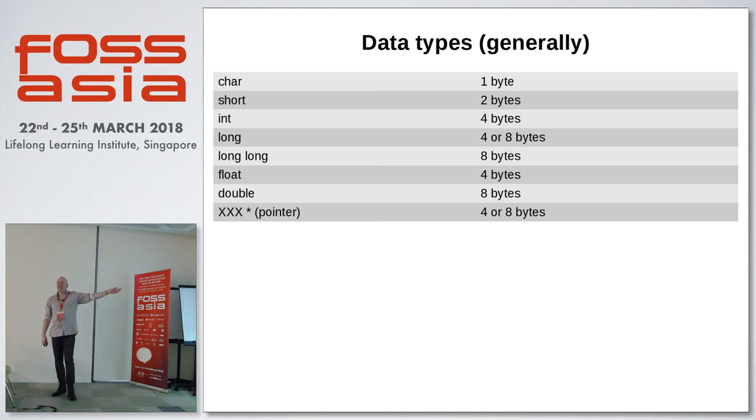Now, longs may vary depending on whether you're 32 or 64-bit. If you're on 64-bit, they will be 64-bit. Asterisks, not on Windows. On Windows, longs will stay 32 bits. But you have to deal with the fact they may change in size. Your long long is always going to be 8 bytes, and your floats are 4, your doubles are 8. Just small little asterisks here.